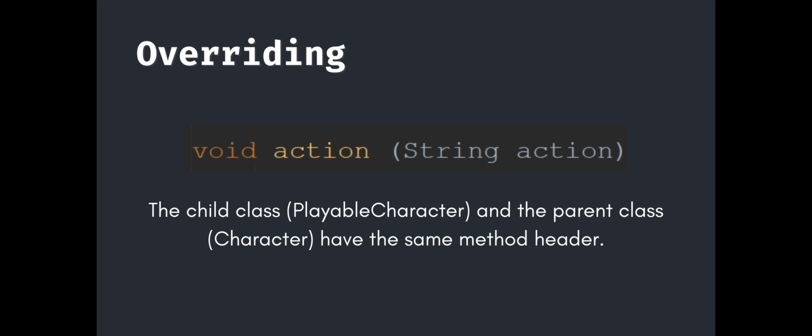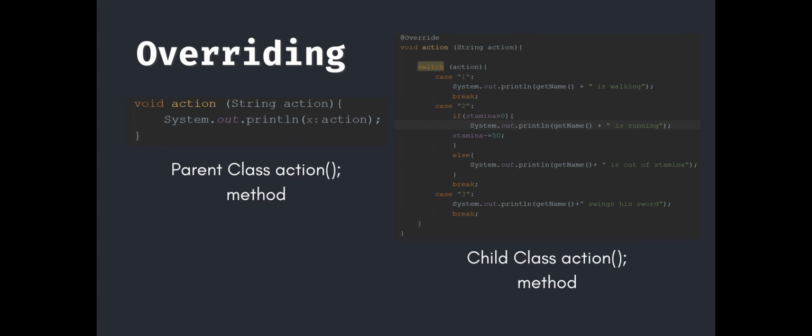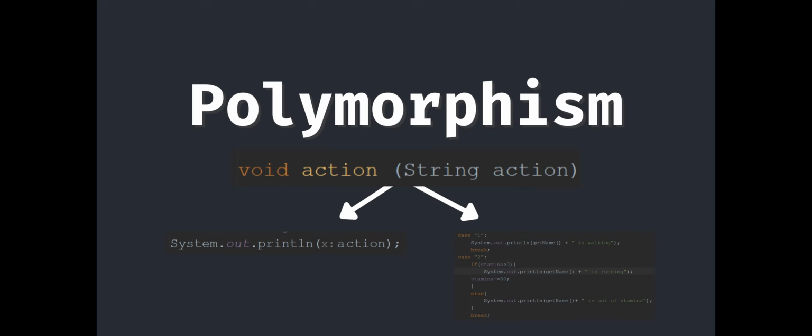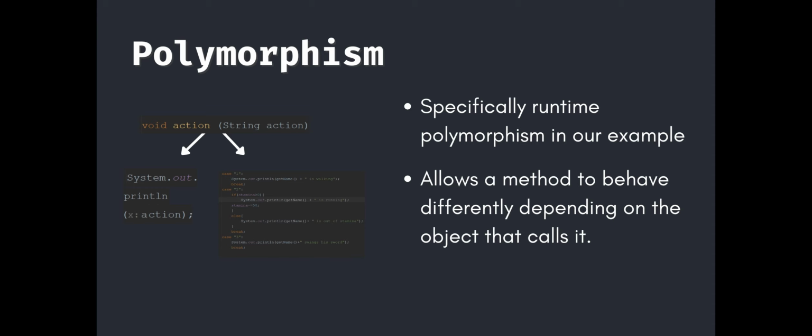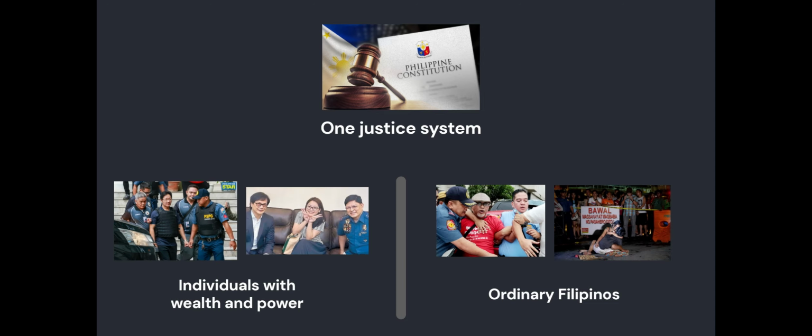Overriding means using the exact method signature as the parent, but providing a different implementation. For example, walking, running which depletes stamina, and attacking. This is called polymorphism because the method can work in different ways depending on the actual object that calls it. It's like having the same justice system, but it works differently depending on who is being judged.